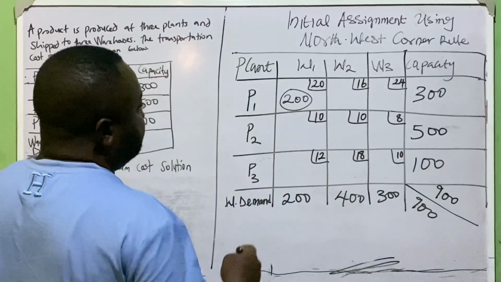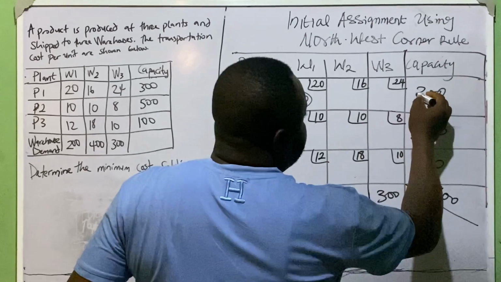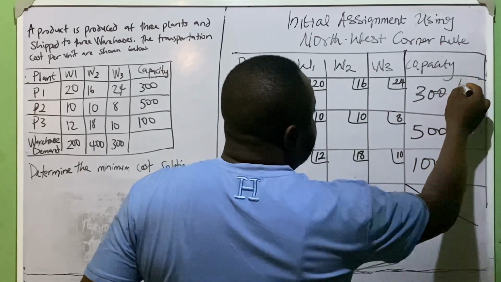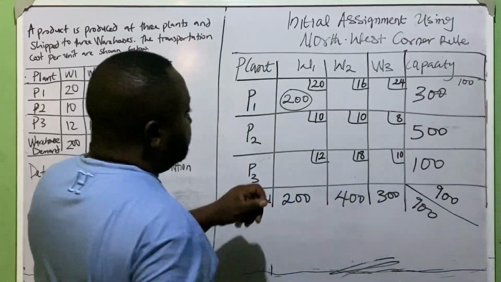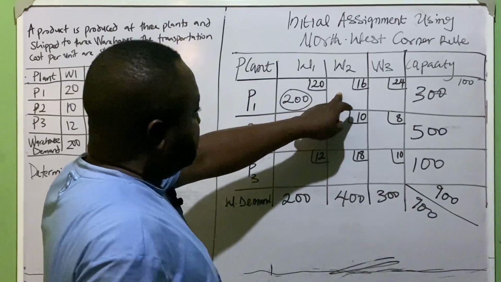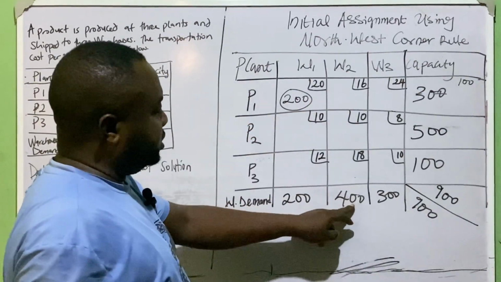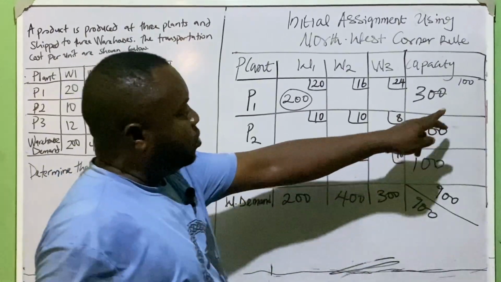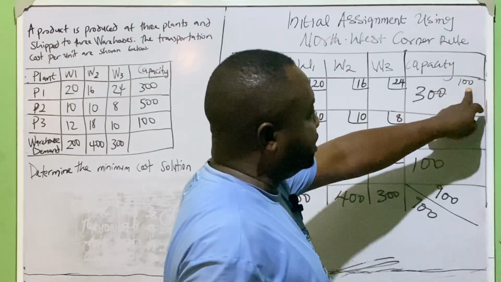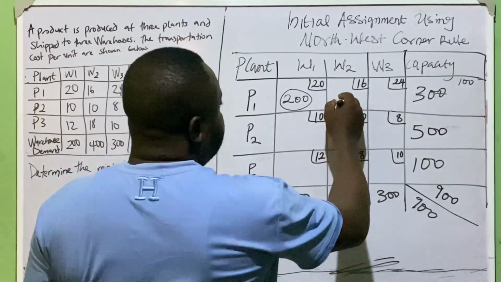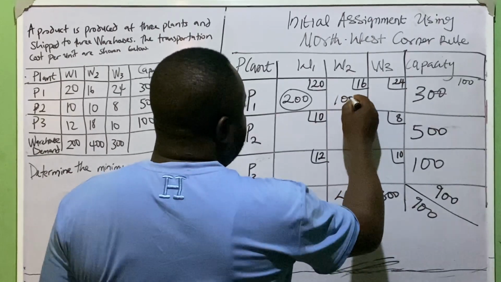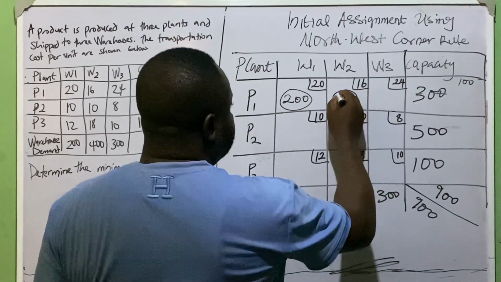So then we have given out 200. What is remaining here is now 100. So we'll now come to this place, warehouse 2, which is asking for 400. What we have available for him for now is 100. We simply give him that 100 and circle it.